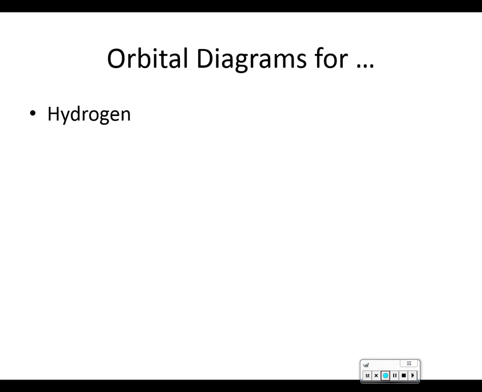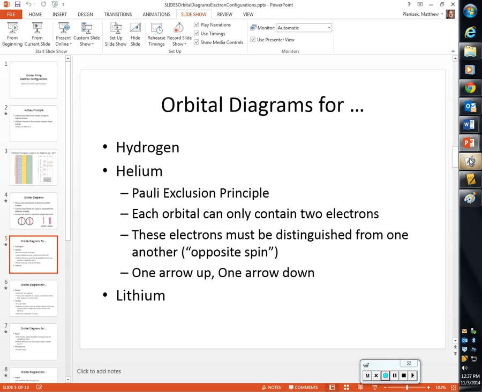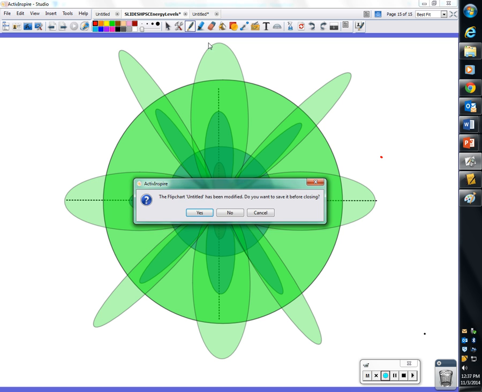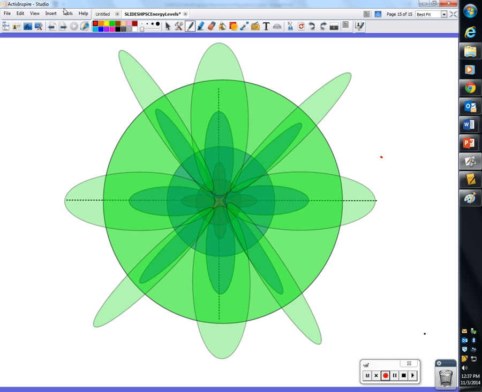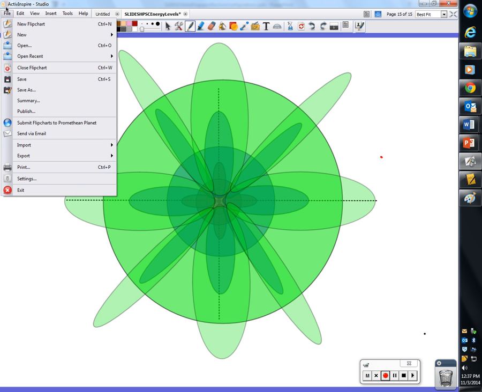So, first orbital diagram we're going to draw is the orbital diagram for hydrogen. So I'm going to go here and kill this one. Sorry, close that one. I know, I shouldn't have said that, but I know.